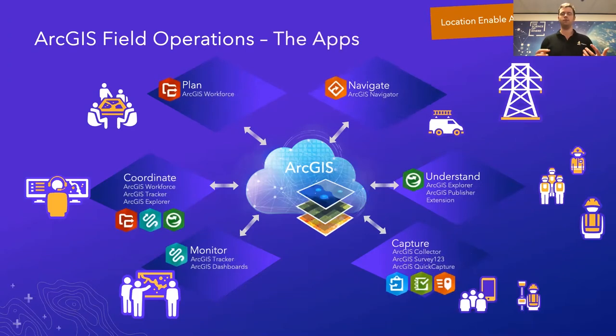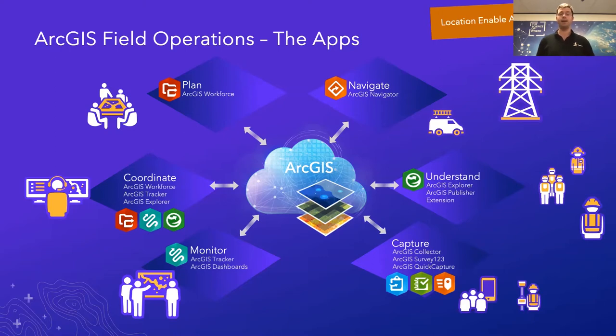Because for us, we use a wealth of apps to support this core workflow of field operations. Workforce is our planning tool. ArcGIS Navigator is our navigation aid. We can understand with things like ArcGIS Explorer, being able to see the web maps and desktop maps that traditionally were printed out in our pocket on our device. Being able to capture with a wealth of different applications currently, we've got Collector, Survey123, and Quick Capture, you know, all allowing us to capture point, line and polygon information with attributes behind it.